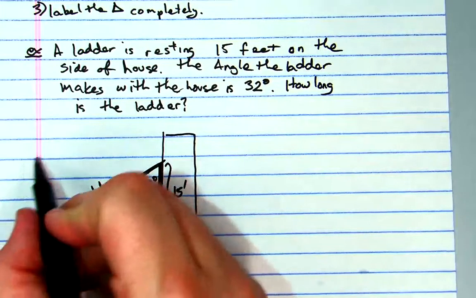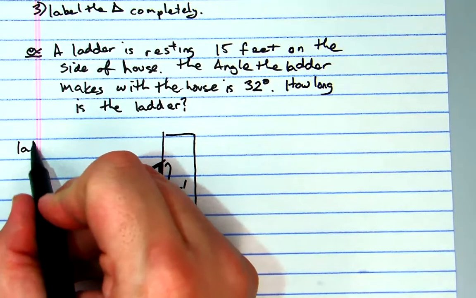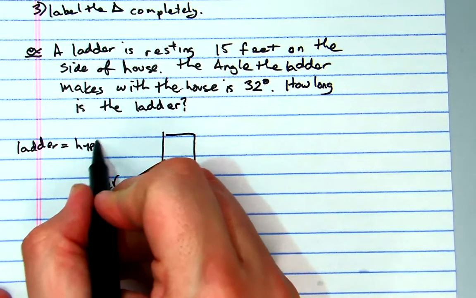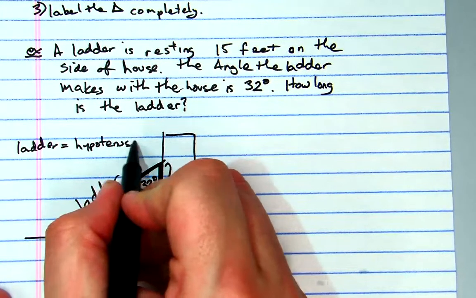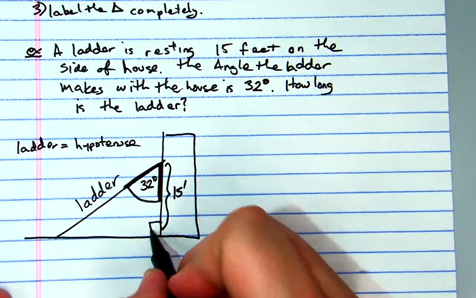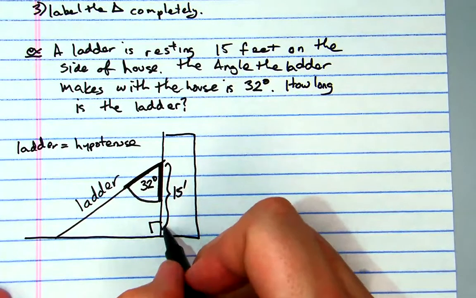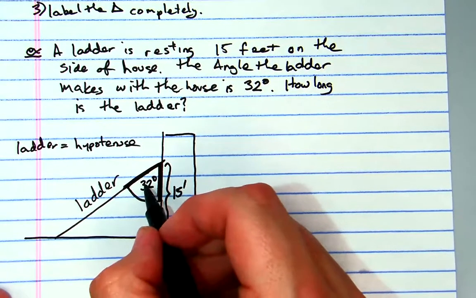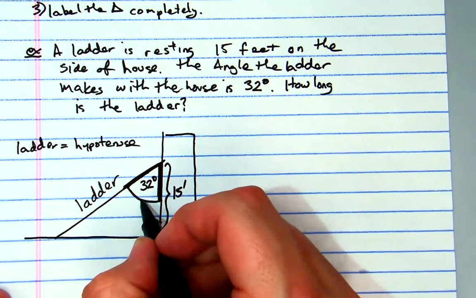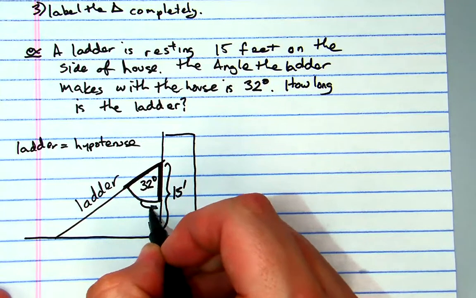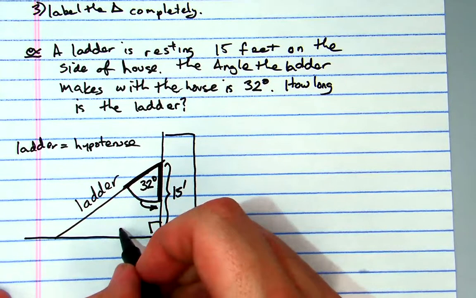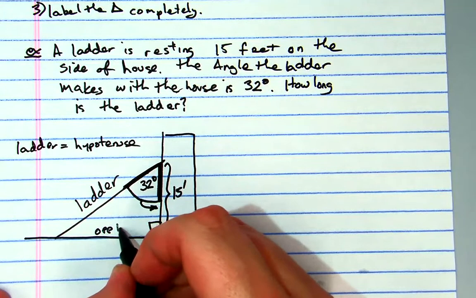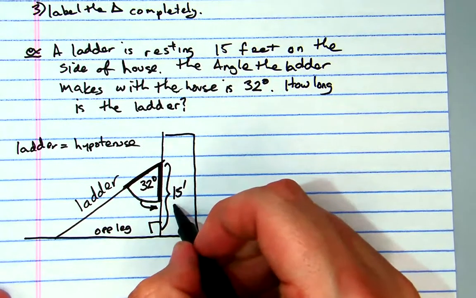Well, in this picture, the ladder is equal to the hypotenuse, because it's opposite the 90-degree angle, which is made by the house and the ground. Now, if I look at this angle, the angle that I have, which side do I have? Do I have the opposite leg, which would be here? This is the opposite leg. But this is the adjacent leg.